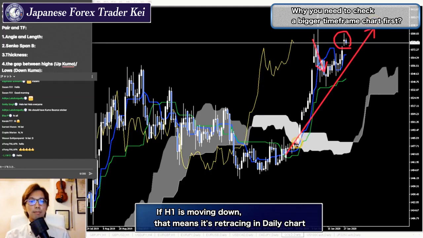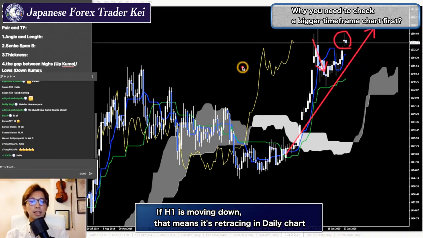And with that in mind, you look at the lower time frames like the 1 hour chart, and when you find it going downwards, that means the market is retracing backwards. And that can be a confirmation, and that's why you better go from the bigger time frame first.